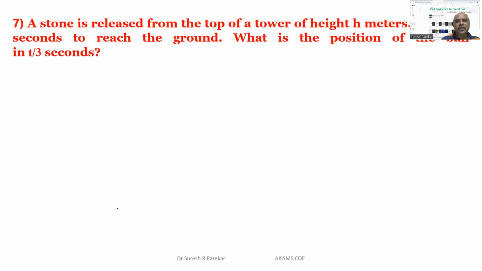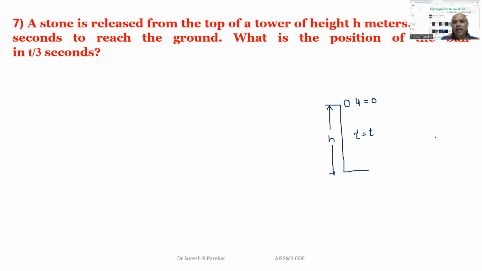Then we have a stone released from the top of a tower of height h meters. It takes t seconds to reach the ground. Now try to understand this again. I have taken each problem separately, each with a different concept. Released means the initial velocity is 0, it falls height h, and when it reaches the ground, the time is t.